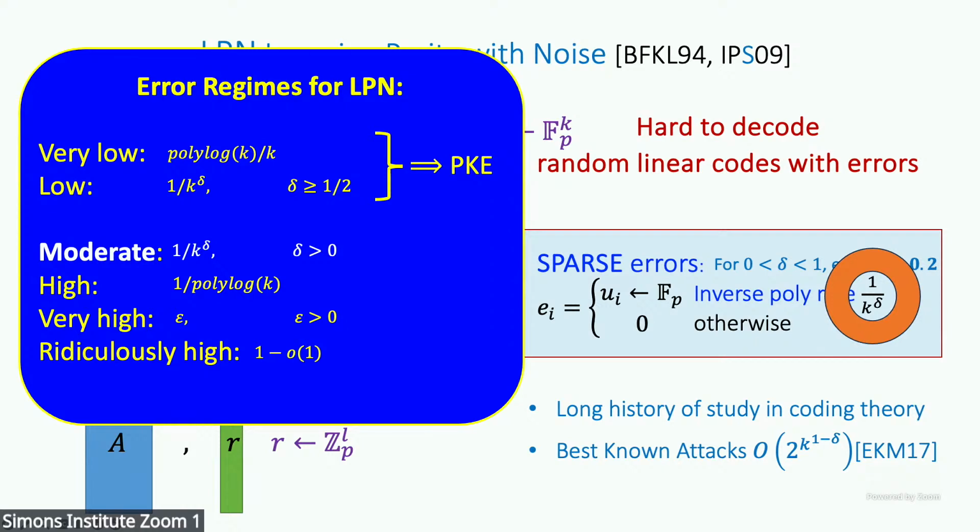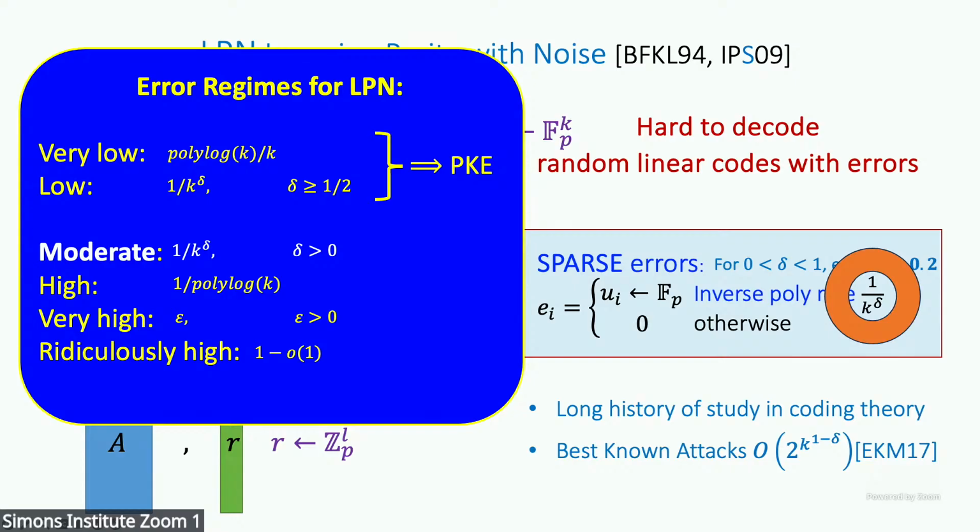And then the low regime is inverse polynomial, but where delta is at least 1/2. So it's like 1 over square root of k and lower. The bigger delta is, the lower the error. And this is what's called the Alekhnovich barrier. Back in 2003 or 2004, Alekhnovich showed that these regimes are sufficient to build public key encryption from LPN. But all of this is open, so we don't know how to build public key encryption with any of these other error regimes. The regime that we'll be looking at is what we call the moderate regime, which is 1 over k to the delta for any delta greater than 0.